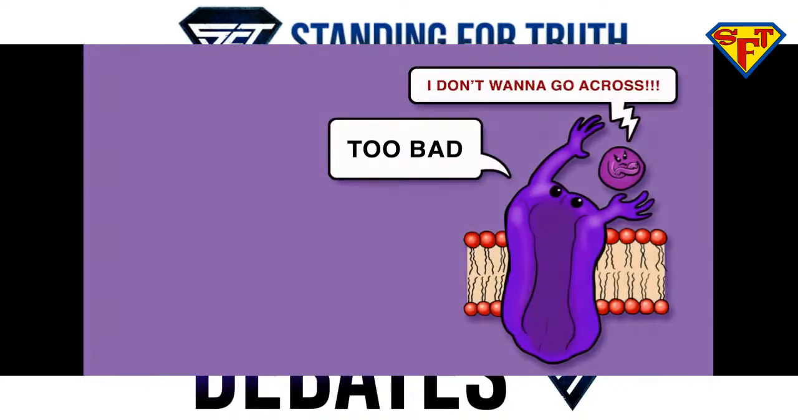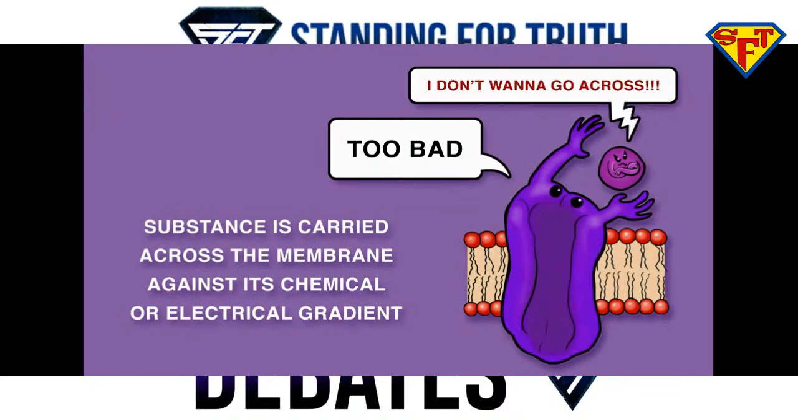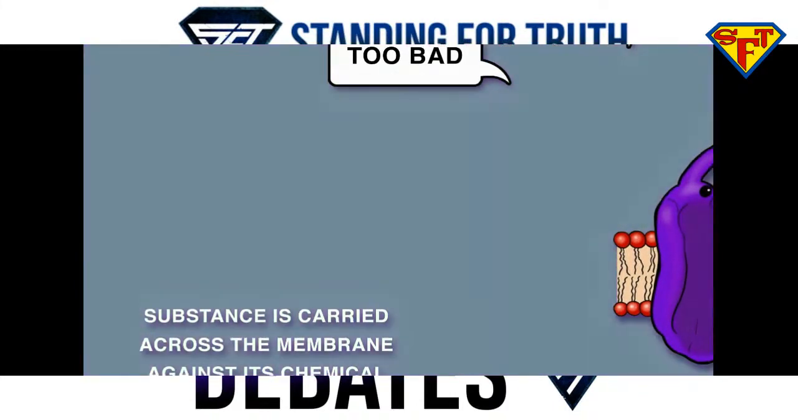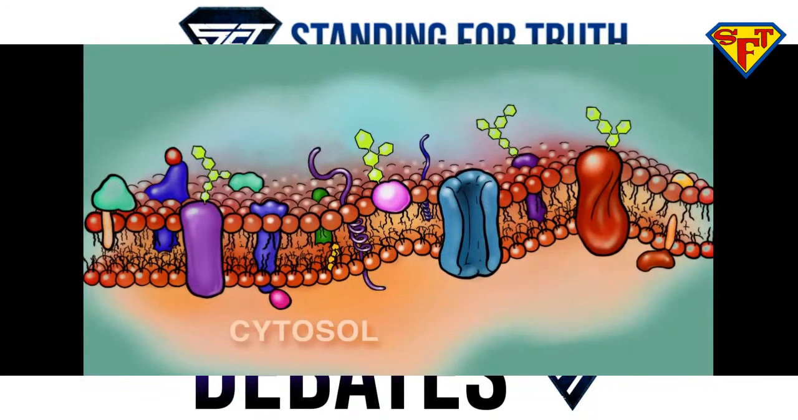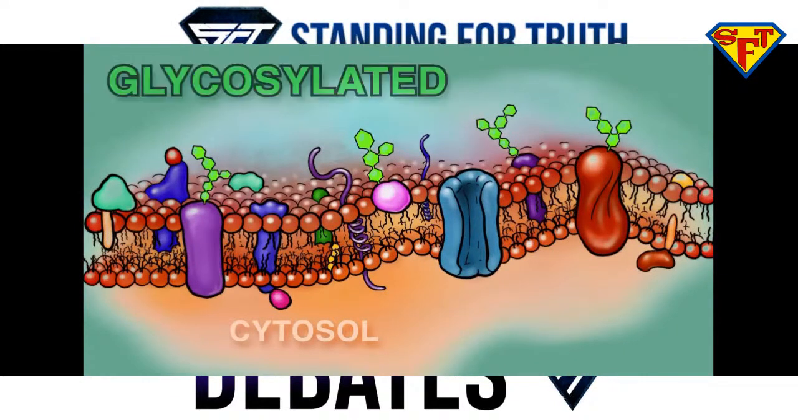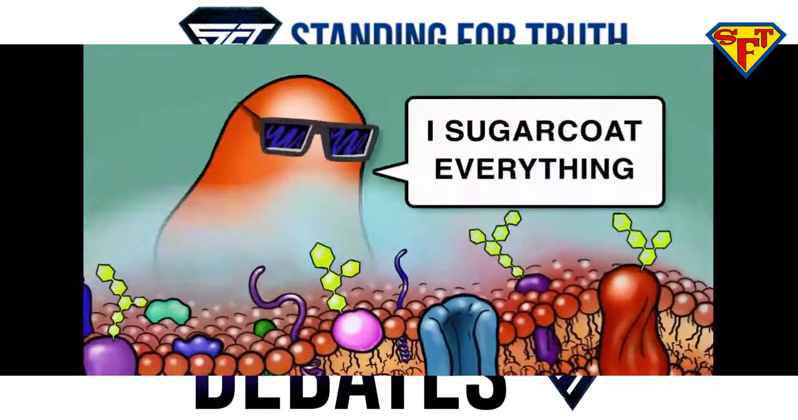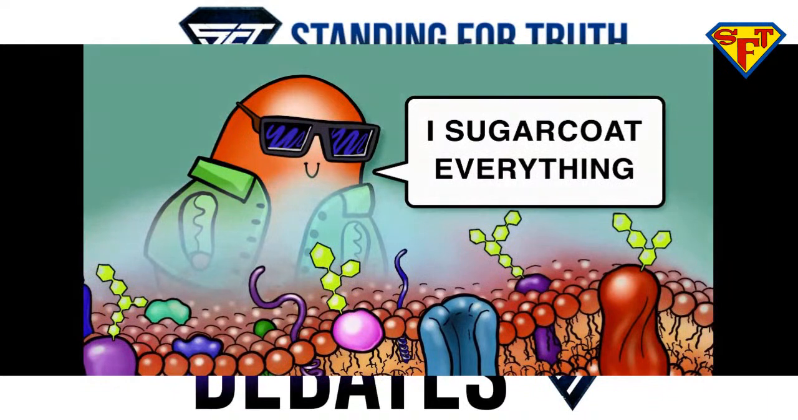Active transport may be necessary, for instance, if a substance is being carried across the membrane against its chemical or electrical gradient. As a final note, in animal cells, most transmembrane proteins are glycosylated. These sugar residues are always present on the non-cytosolic leaflet of the membrane. As a result, the cell surface is covered in carbohydrates, which form what's called the cell coat.